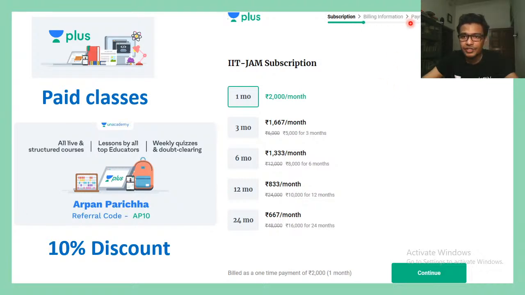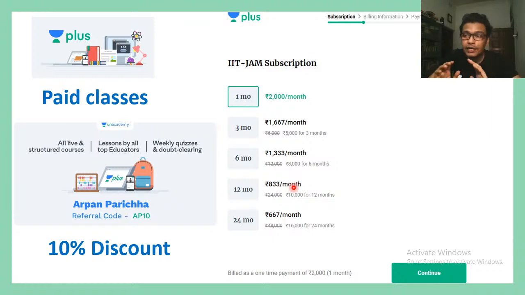You can see there are 4 steps: subscription, billing information, payment, and confirmation. As easy as that. For 1 month it's 2,000 rupees, but if you use my code AP10 you would get a 10% discount, so it would be 1,800. If you take 12 months, it would be a total of 10,000 rupees, which is 833 rupees per month, which is pretty good, right guys? So that pretty much summarizes the fee structures for MSc entrance.